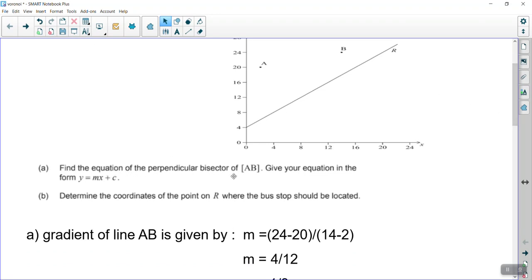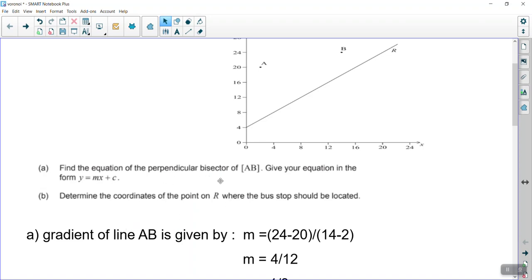Find the equation of the perpendicular bisector of AB. Give your equation in the form y equal to mx plus c. This is the first part of solving for the Voronoi diagram: you find the perpendicular bisector. Since it bisects the line AB, you have to find the midpoint, and since it's perpendicular, you have to find the slope of AB and then take the negative reciprocal, so that you can find the equation of the perpendicular. The perpendicular bisector will pass through the midpoint of AB and is normal to the line AB. So let's get started.